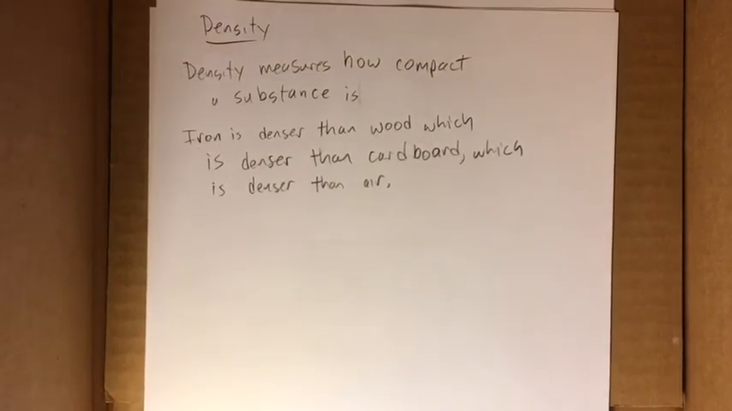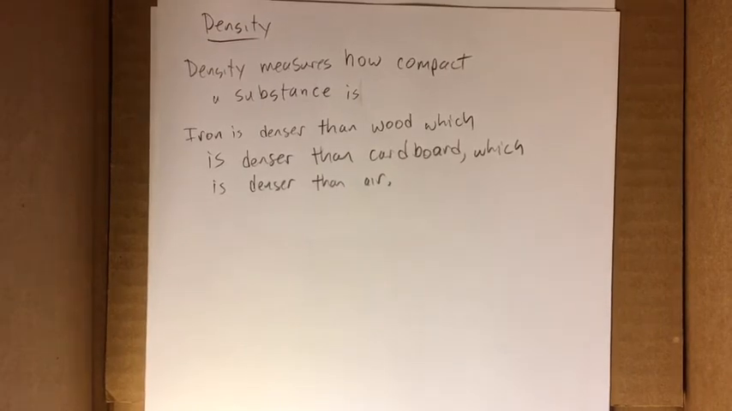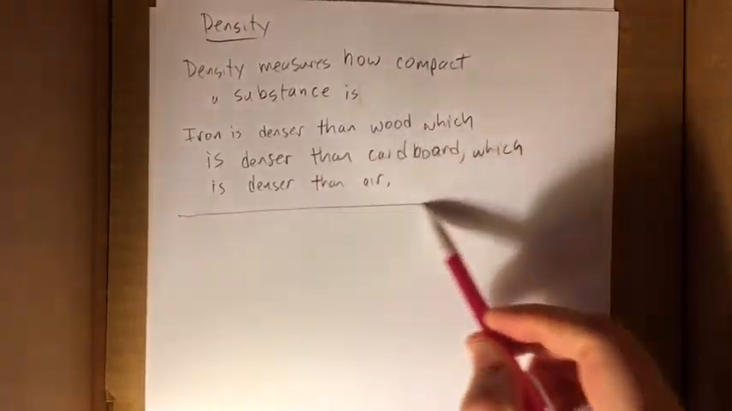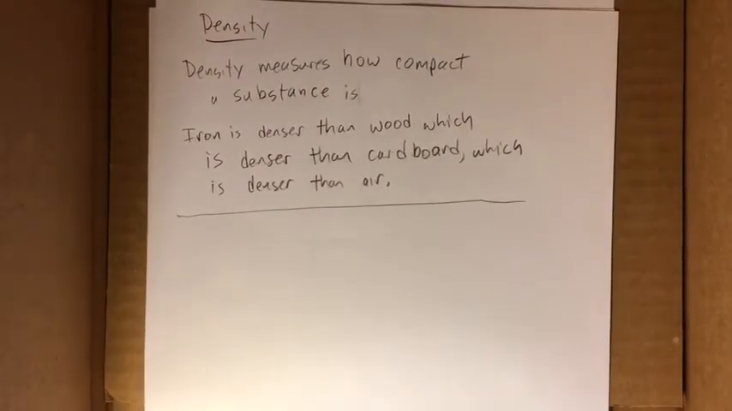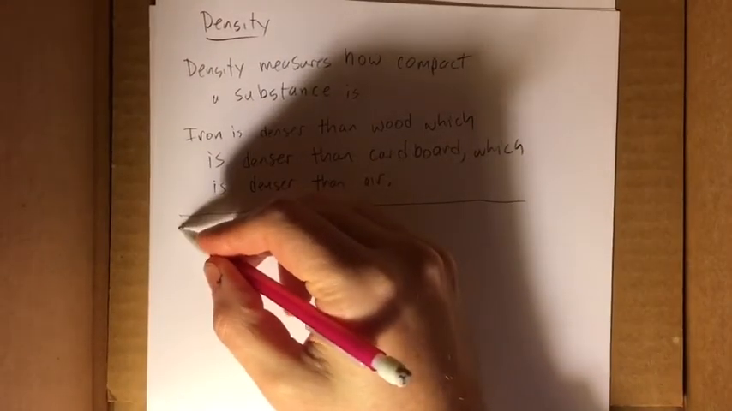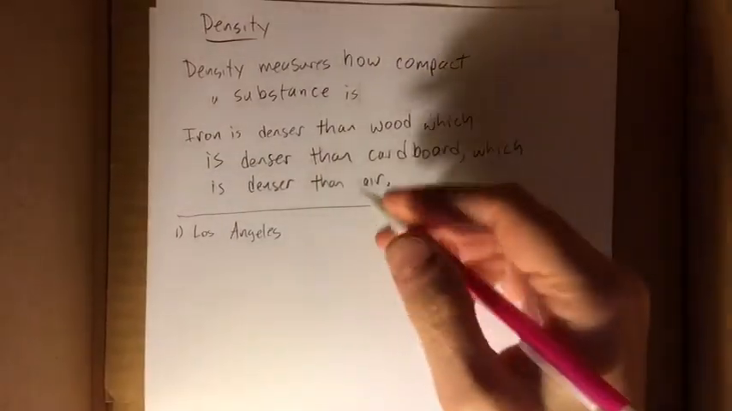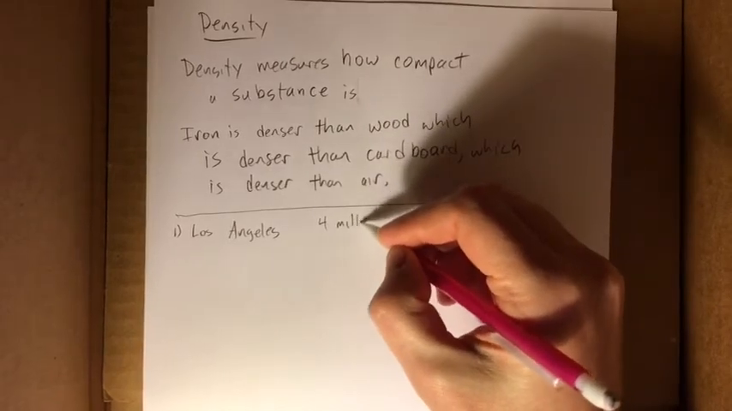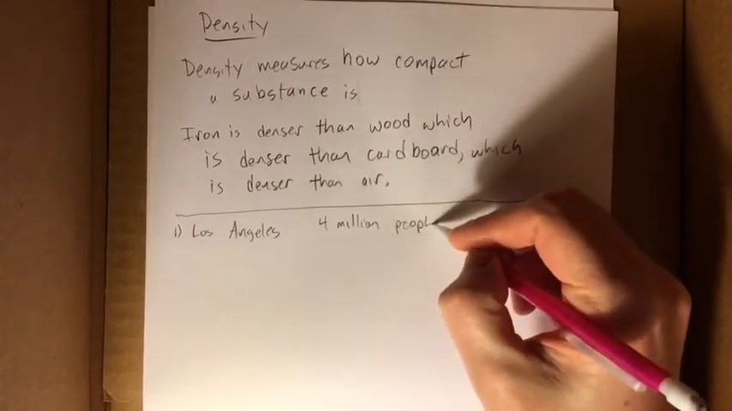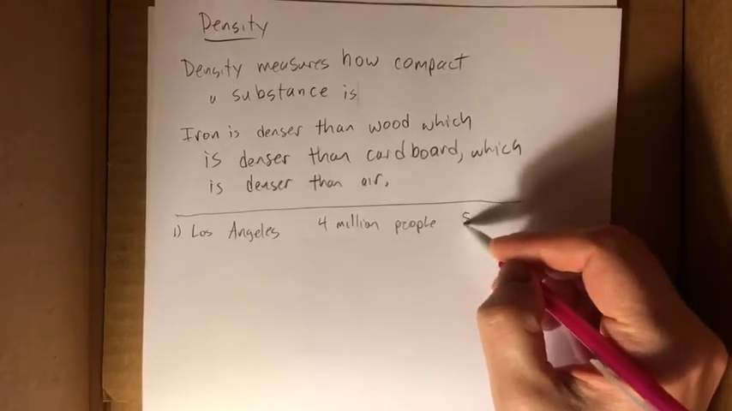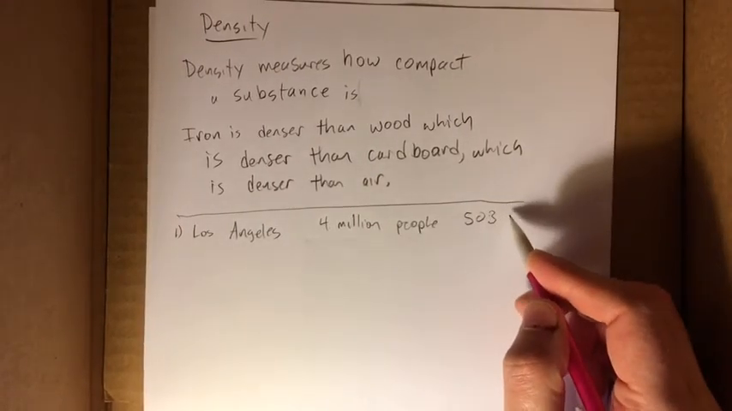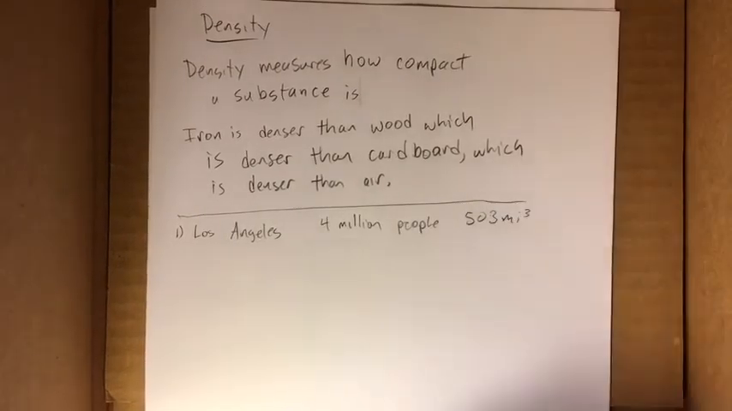One type of density that we often talk about is population density. So how dense are different cities or different states or different areas or different countries. So we'll do a quick example using population density, and we'll talk about 3 American cities. The first city is Los Angeles, which has 4 million people, and it has 503 square miles. So that's how big this city is in square miles.